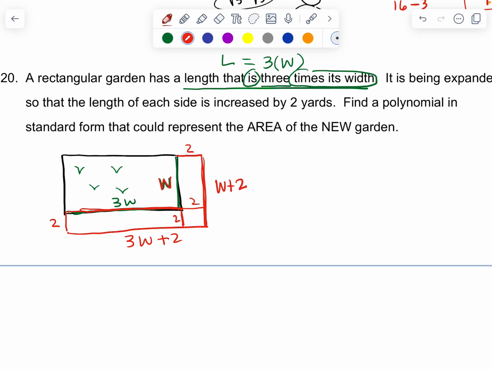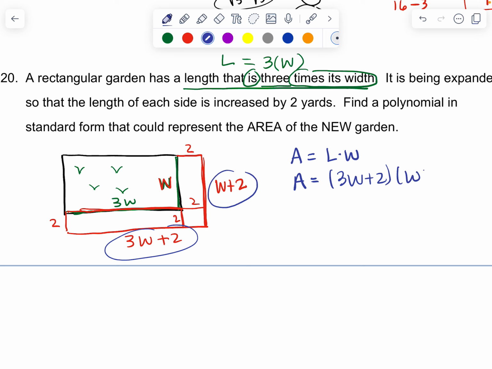So the question is, find a polynomial in standard form that can represent the area of the new garden. Now you might think you never taught us this, Miss Cruzy, but you know what the area is. Area is length times width of a rectangle. You should really know that. The length is this guy right here, 3W plus 2. And the width is this right here, which is W plus 2. And then just multiply it out.